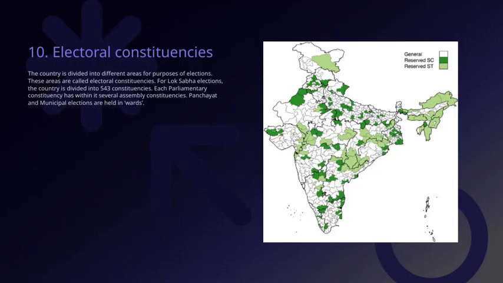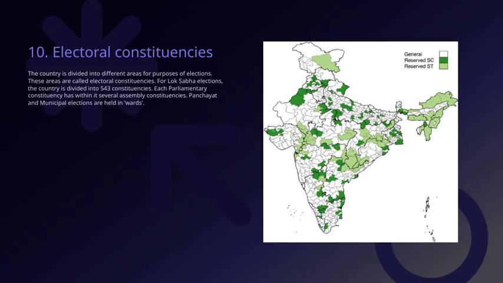Let's talk about electoral constituencies. The country is divided into different areas specifically for election purposes. These areas are called electoral constituencies. Now, for Lok Sabha elections, which are the general elections for the national parliament, the country is divided into 543 constituencies. Each of these parliamentary constituencies is further divided into several assembly constituencies, which are used for state-level elections. Additionally, panchayat and municipal elections are held in smaller areas known as wards.